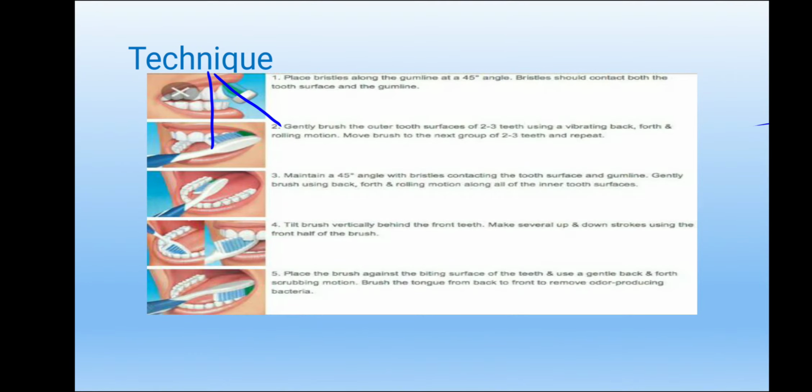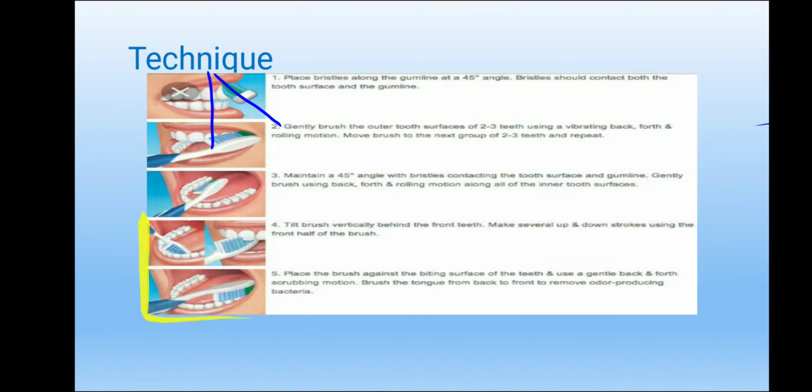Brushing technique. You need to place the bristles of the toothbrush along the gum line at 45-degree angulation, as you see in this diagram. Now the bristles should contact both the tooth surface and the gum line. At a time, 3 teeth are selected. The brush is placed along the 3 teeth and 3 teeth are brushed at a time. So we use a vibratory back and forth rotatory motion while we brush our teeth, and then we move to the next set of teeth.